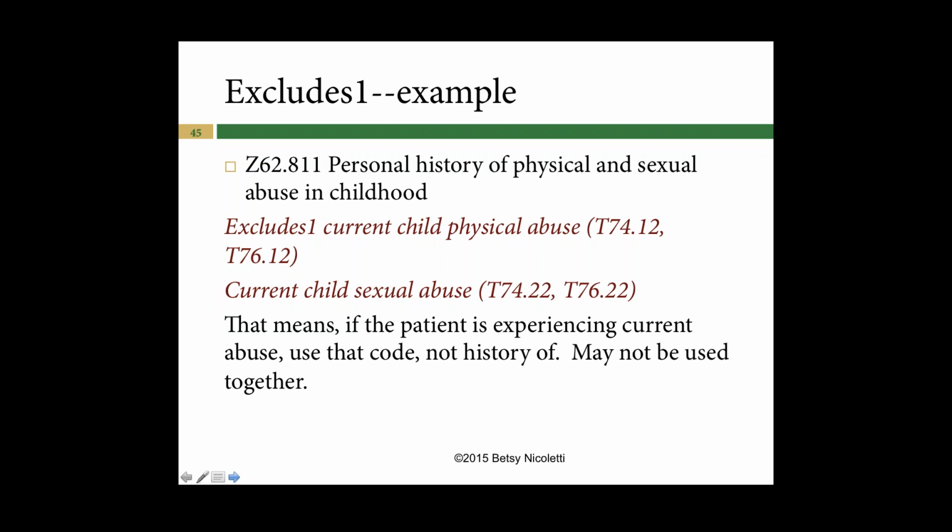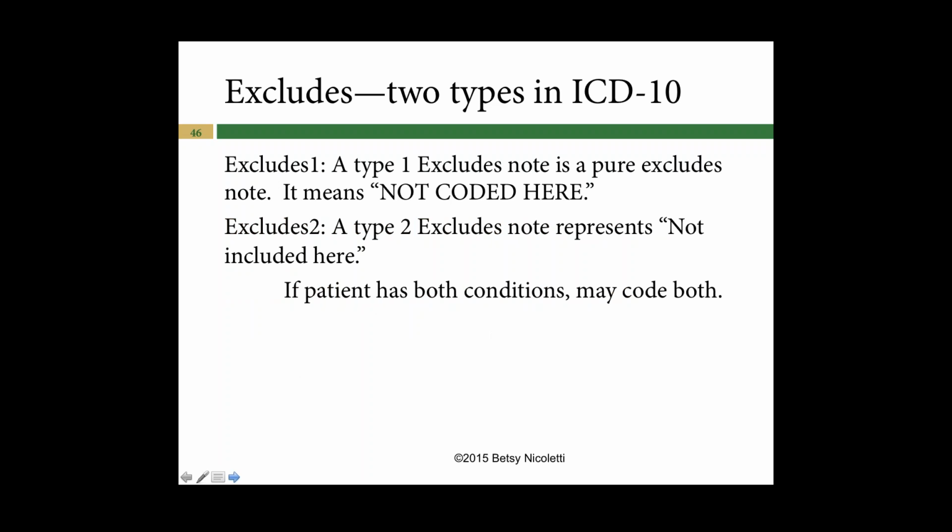But what this means is we cannot code these conditions together. And if the patient has current child sexual abuse, we select a code in the T74 series or T76 series rather than personal history of. They're saying to you, it's not the code. Whereas if there was an excludes two note, we can code both. It just means this isn't your condition. So this is one of the key changes between ICD-9 and ICD-10, is that we go from just an excludes notation to an excludes one and an excludes two note.